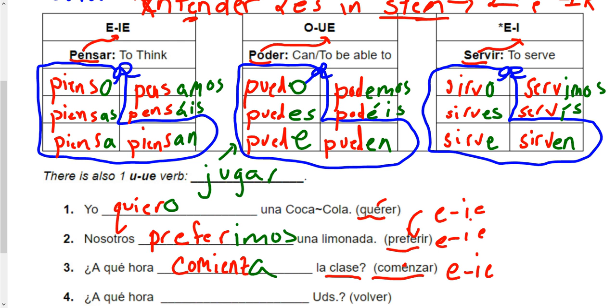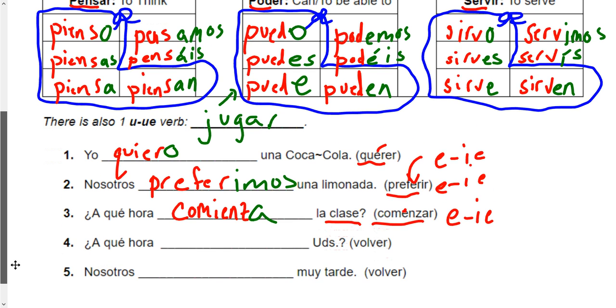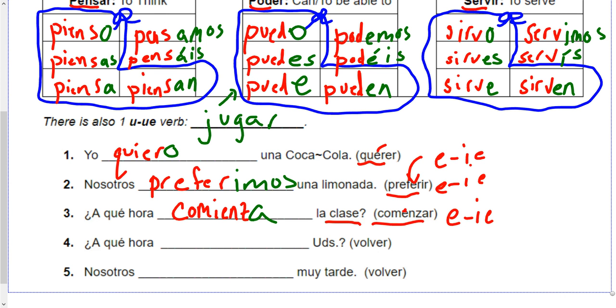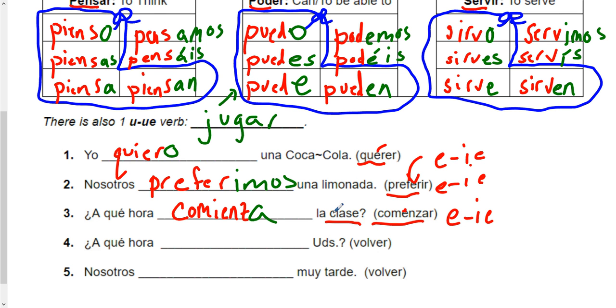A qué hora blank ustedes? At what time do you all return? Our verb is return here. So volv is our stem. The O will change to UE. This is our first UE. And if you're not sure about any of these, just ask me in class. Notice we've got volv twice, okay? Ustedes is inside the boot. It's over here. It's third person plural. So it will stem change for this one, vuelv. And then our ending, it's an ER verb. So it'll be en, vuelven.